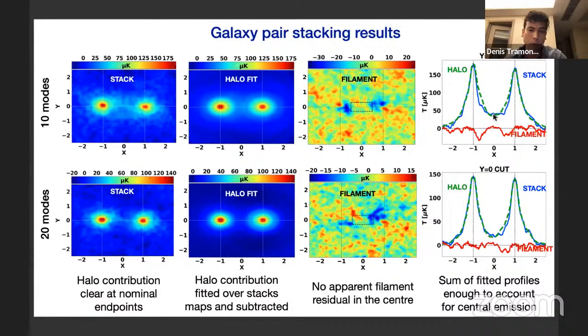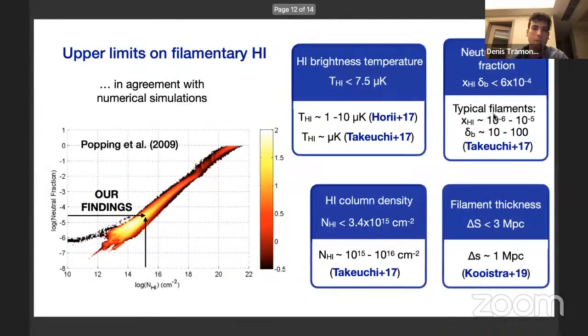So we don't get to a filament detection, but we can still place upper limits based on our uncertainty. And the upper limits are measured for relevant quantities. So for example, for the H1 brightness temperature, for the column density, the product of the local baryon overdensity and the neutral fraction, and finally for a filament thickness, assuming that the gas is at uniform density. So we are quite conservative in this approach, so these upper limits are not very tight, but overall they are in agreement with the results from numerical simulations.